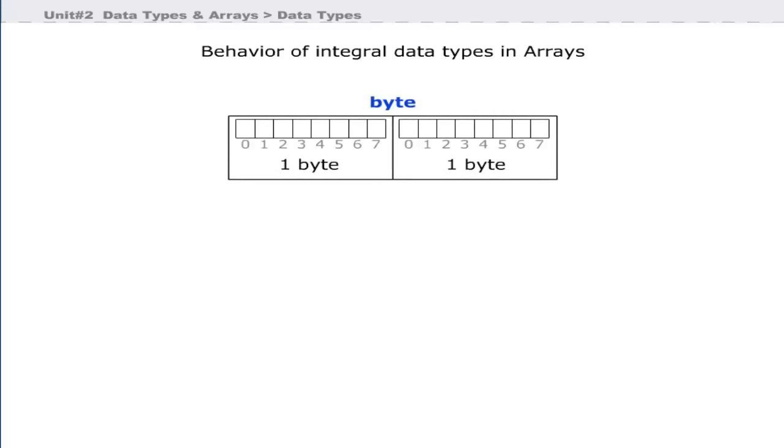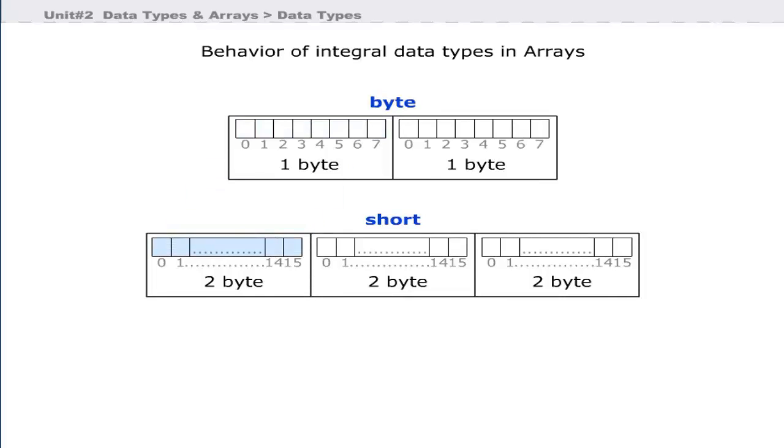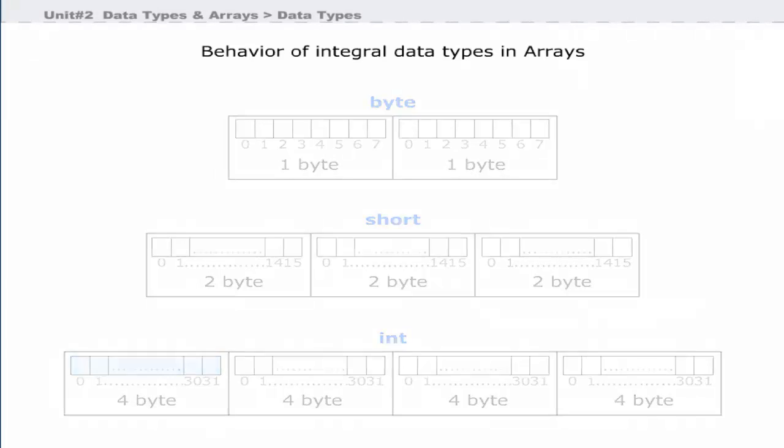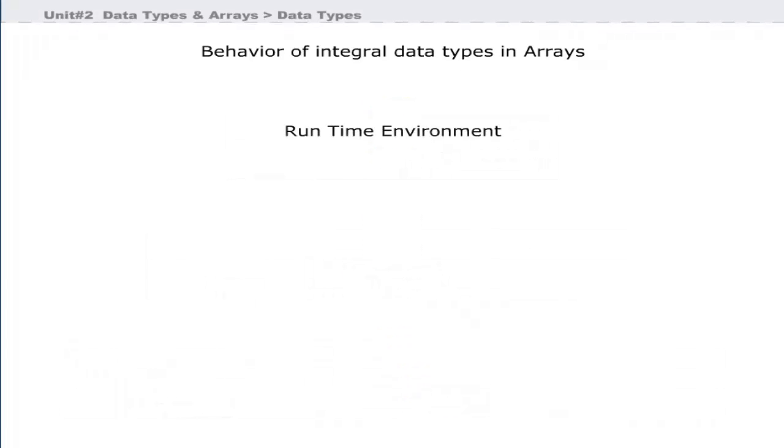Finally, let us see the behavior of integral data types in arrays. In arrays, the behavior of byte, short, and int is predictable. Byte uses only 1 byte per array element. Short uses 2 bytes per array element, and int uses 4 bytes per array element. Java runtime environment uses the size of a variable as required by the computer in use. Some implementations of Java virtual machine store byte and short variables as 32 bits rather than the actual size of 8 bits and 16 bits.